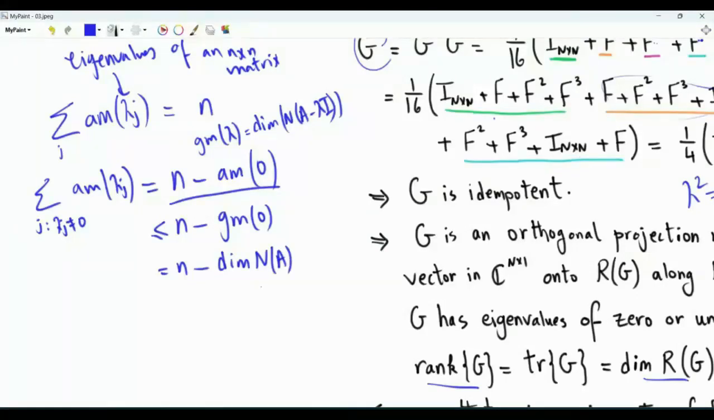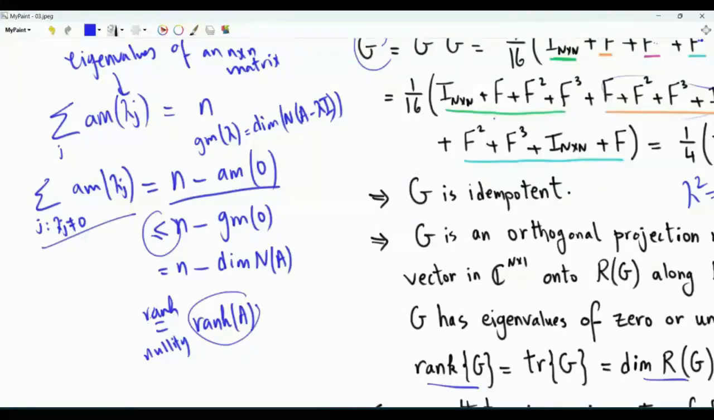Let's say that the matrix is A. Now from the rank nullity theorem, we have that the number of columns of the matrix minus the dimension of its null space is exactly the rank of the matrix, rank of A. The rank of the matrix is greater than or equal to the sum of the algebraic multiplicities of its non-zero eigenvalues. Note that the only inequality involved is the one in which we said that for any eigenvalue, the algebraic multiplicity is greater than or equal to the geometric multiplicity of the eigenvalue.